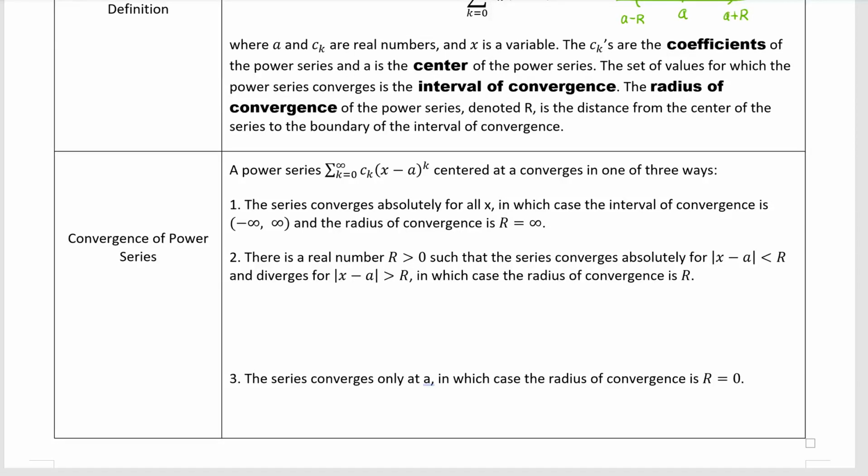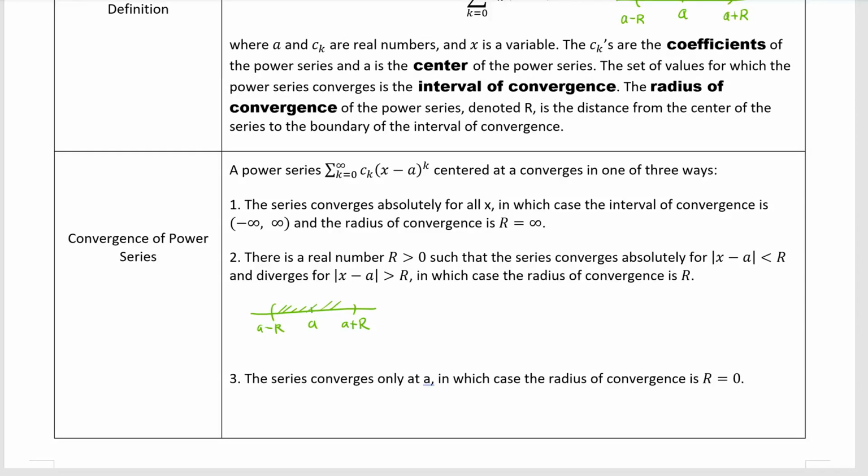Second case, there is a real number r greater than 0, such that the series converges absolutely when the distance between x and a is less than r, and diverges when the distance between x and a is greater than r. It means we have the case where r is a number. So we have the center a, and we can have a minus r and a plus r.